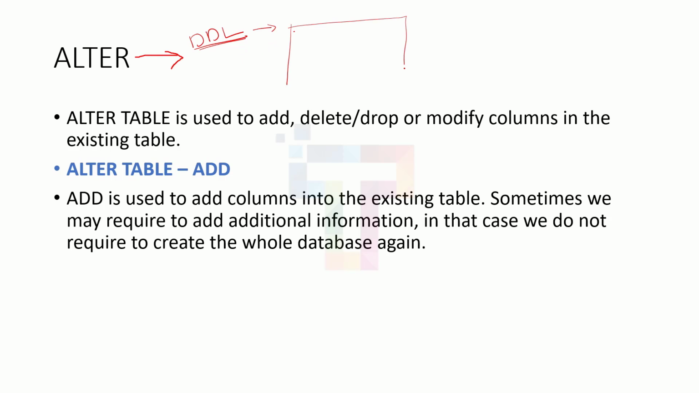Whatever modification you want to make to the structure of your table, you can do with the help of DDL language. So alter is one of the commands we use in DDL. Alter table is used to add, delete or drop, or modify the columns in the existing table. You can add, drop, or modify using the alter command. So one by one we'll see alter add: how to add a new column into your existing table.